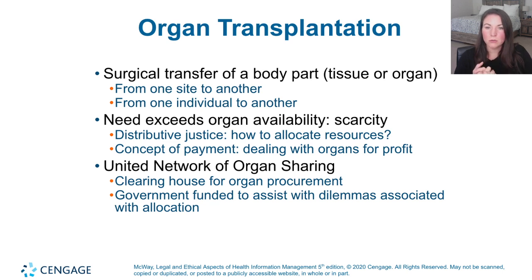The number of tissue and organs available has never been enough to meet the number of people that need transplants. So there is a question of distributive justice: how do we decide who gets the organs that become available? And the concept of payment, which is dealing with the problem of people selling organs for profit, which most nations have created laws regarding. The federal government funds an organization called the United Network for Organ Sharing that acts as kind of like a clearinghouse for getting organs and deciding who will receive them.